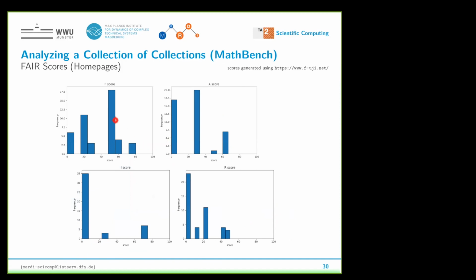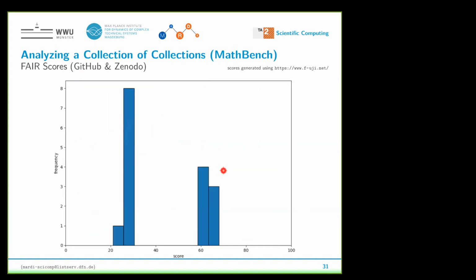If we look at the findability, accessibility, interoperability, and reusability scores separately, the picture for findability is already quite good. Accessibility is okay-ish, and only the others are rather bad. This is just picking the homepage links that the datasets gave us.